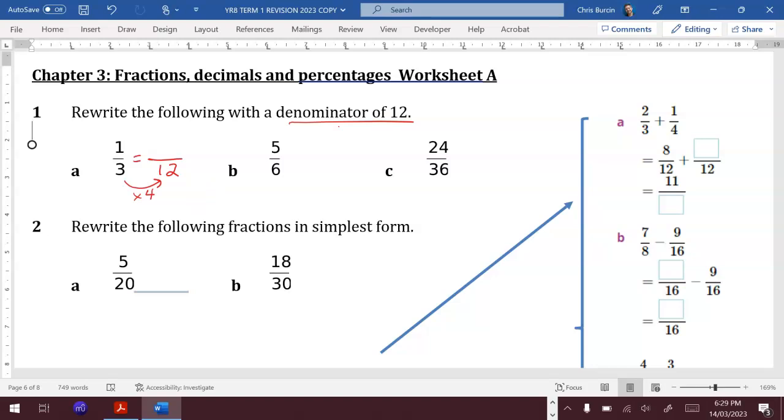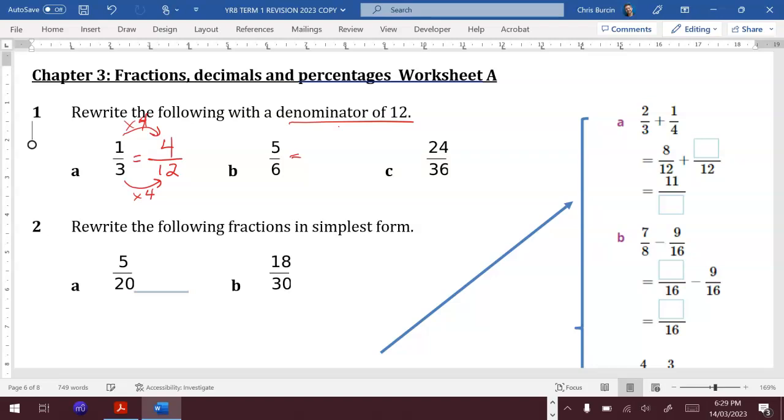And now that I know that 3 times 4 is 12, I'm going to multiply the top number, because if I multiply the top number by 4, the same as the bottom number, then I'll get an equivalent fraction. So 1/3 is equal to 4/12. So I can now add 4/12 to another number that has a denominator of 12.